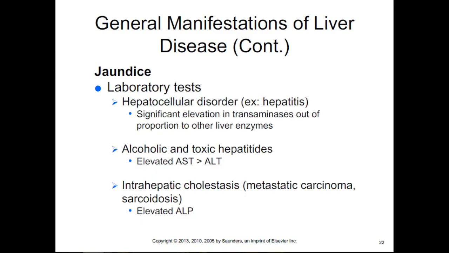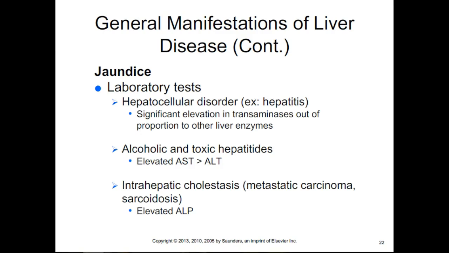Right. And then some other laboratory tests that they could do is to see if there's any hepatocellular disorder like hepatitis. Any type of hepatitis is going to have an elevation in the transaminases that is out of proportion with other liver enzymes. Alcoholic or toxic hepatitis is going to have elevated AST over ALT. And then any intrahepatic cholestasis, like indicating more carcinoma or sarcoidosis, has elevated ALP.